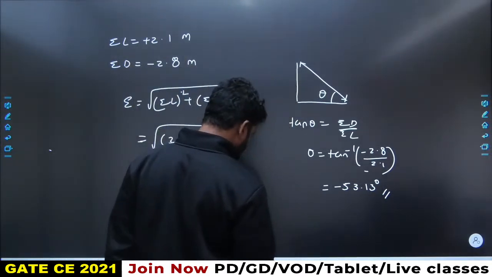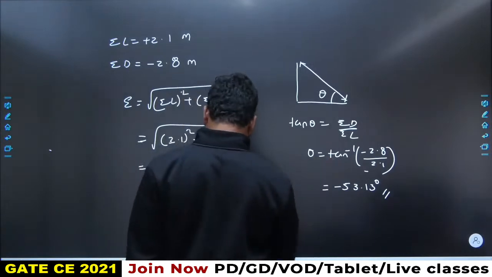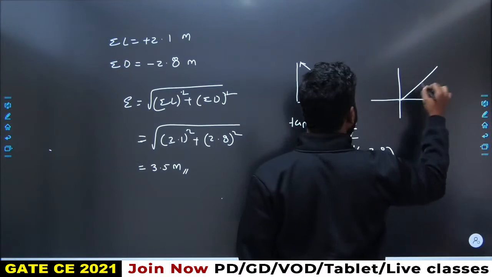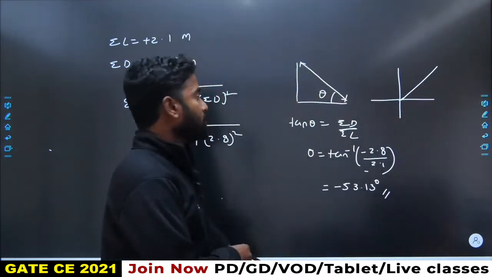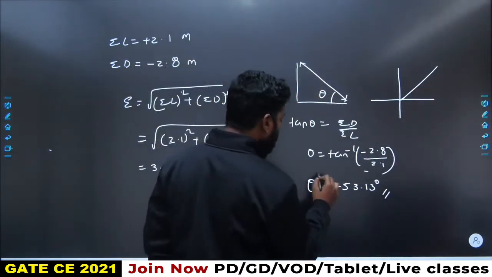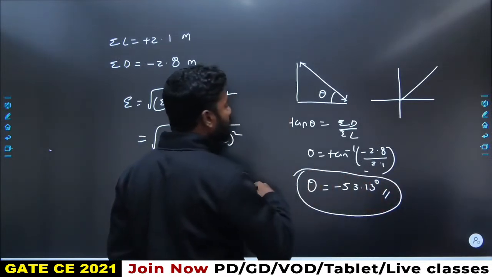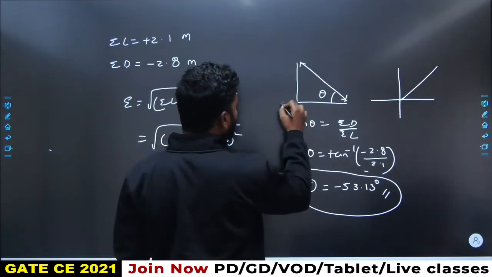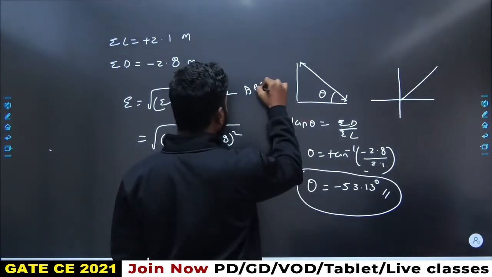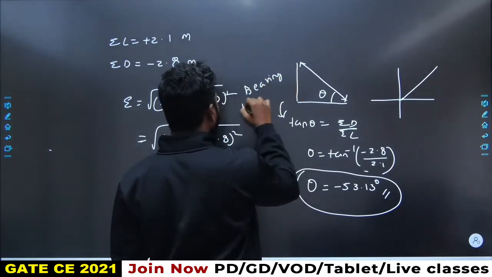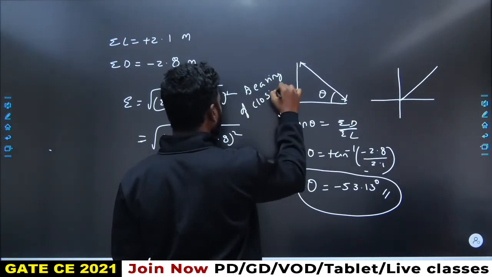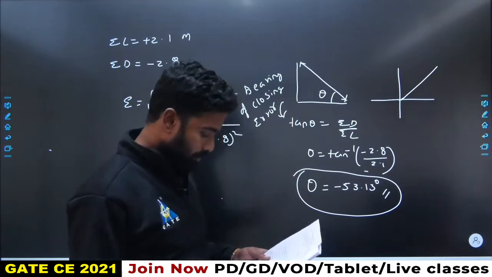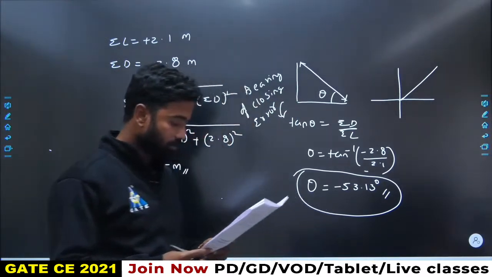Indirectly, what is latitude? The sum of the northings is taken as latitude, and the sum of the eastings and westings is taken as departure. So you will get something like this. So theta is the bearing of the closing error, which he has asked. Very simple question, not much complication in this.